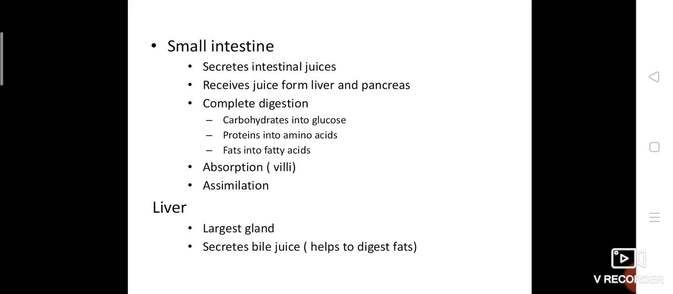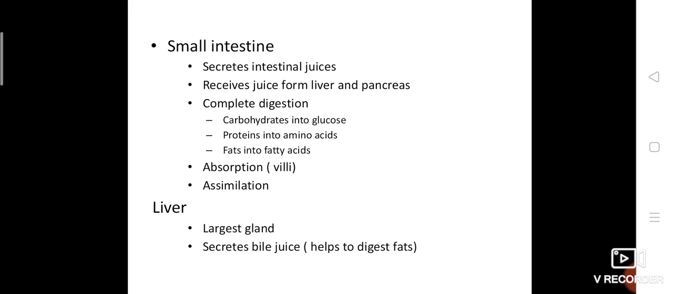After digestion, absorption is taking place. Absorption is done by the villi, which are present inside the small intestine, that is finger-like projections. They absorb the nutrients and then transport those nutrients through the blood to all parts of the body. That is called assimilation. So everything is done within the small intestine.